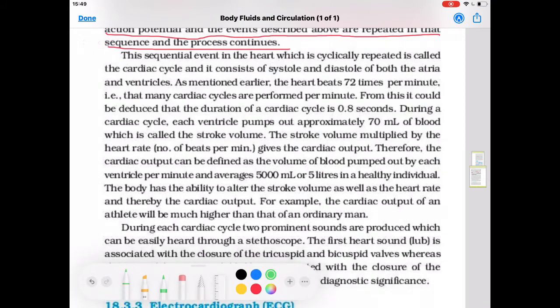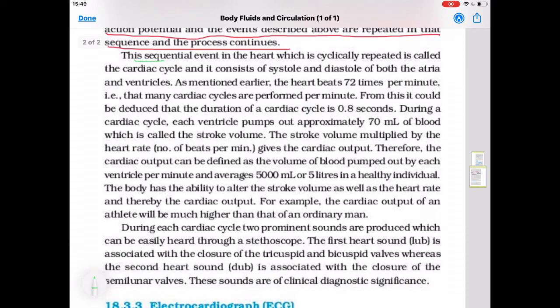This sequential event in the heart, which is cyclically repeated, is called a cardiac cycle, and it consists of systole and diastole of both the atria and ventricles. So the cardiac cycle consists of systole and diastole of auricles and ventricles.